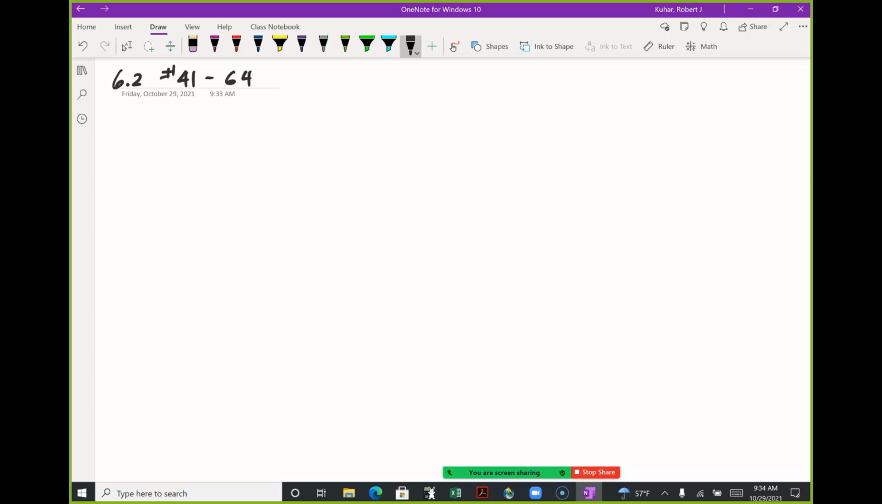So this is number 43. 2 times the secant of pi over 4 plus 4 times the cotangent of pi over 3. So I need 2 circles here.